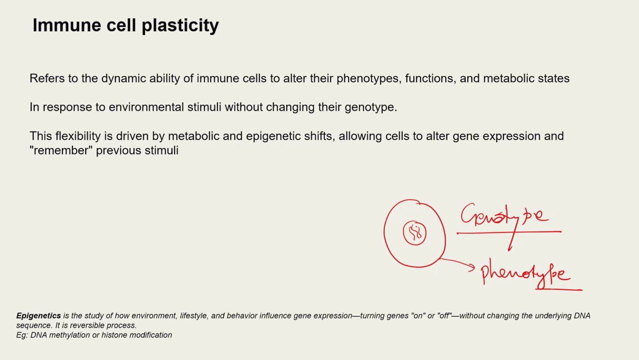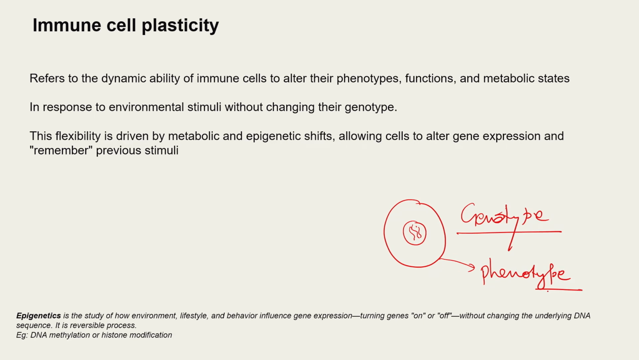So generally phenotype is changed based on the environment, based on the metabolic state of the cell, and that is what we refer to as the plasticity of the immune cell. Generally their phenotypes, functions and metabolic states are altered in response to environmental stimuli without changing the genotype. That's the complete definition of immune cell plasticity.